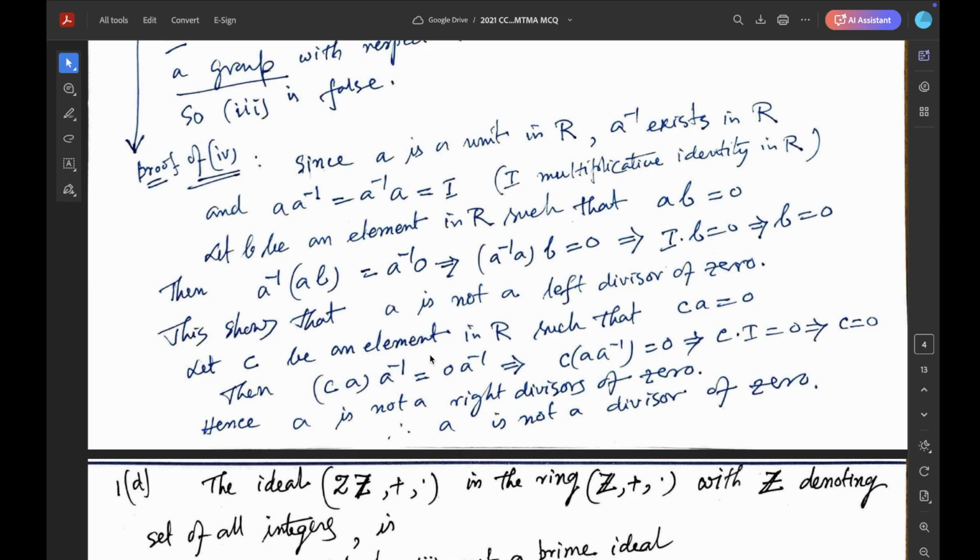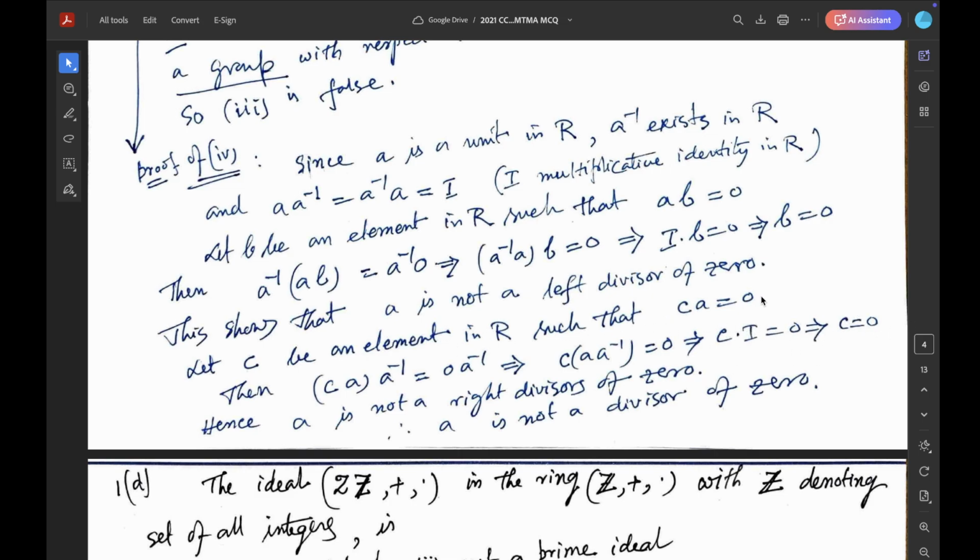Let C be an element of R such that CA equals 0. Then CA A inverse equals 0 times A inverse. This implies C A inverse equals 0. Replacing A A inverse, we get C into I equals 0. Since I is not equal to 0, obviously C equals 0.